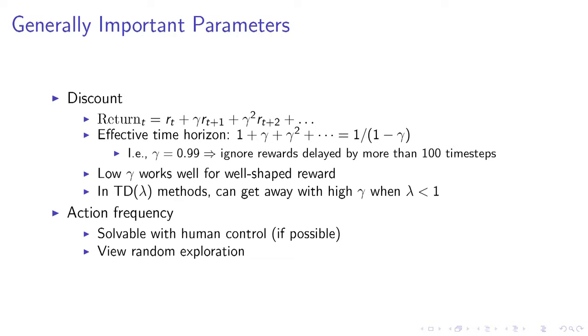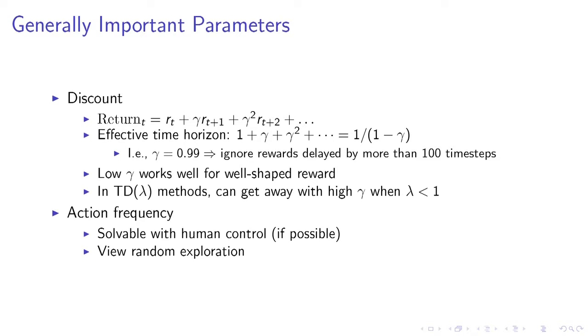There are some parameters that are generally really important, like the discount factor. That determines how far away you're doing credit assignment, so whether you're paying attention to effects that are delayed by a certain time. If your discount is gamma equals 0.99, then you're basically ignoring effects that are delayed by more than 100 time steps. So you're kind of short-sighted.